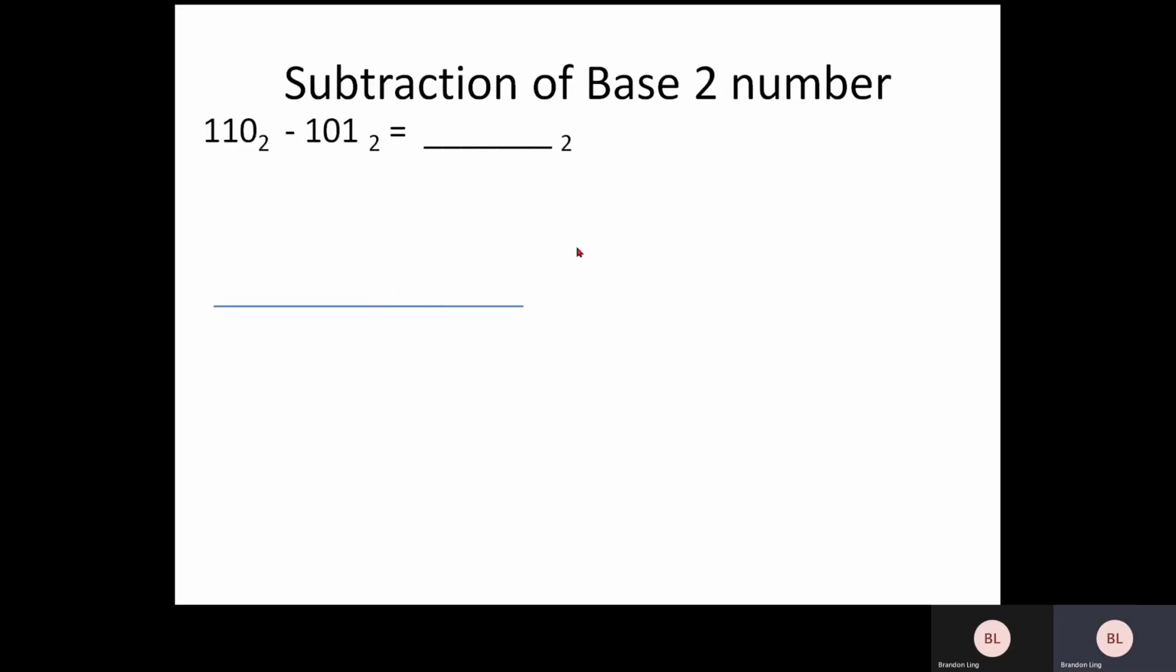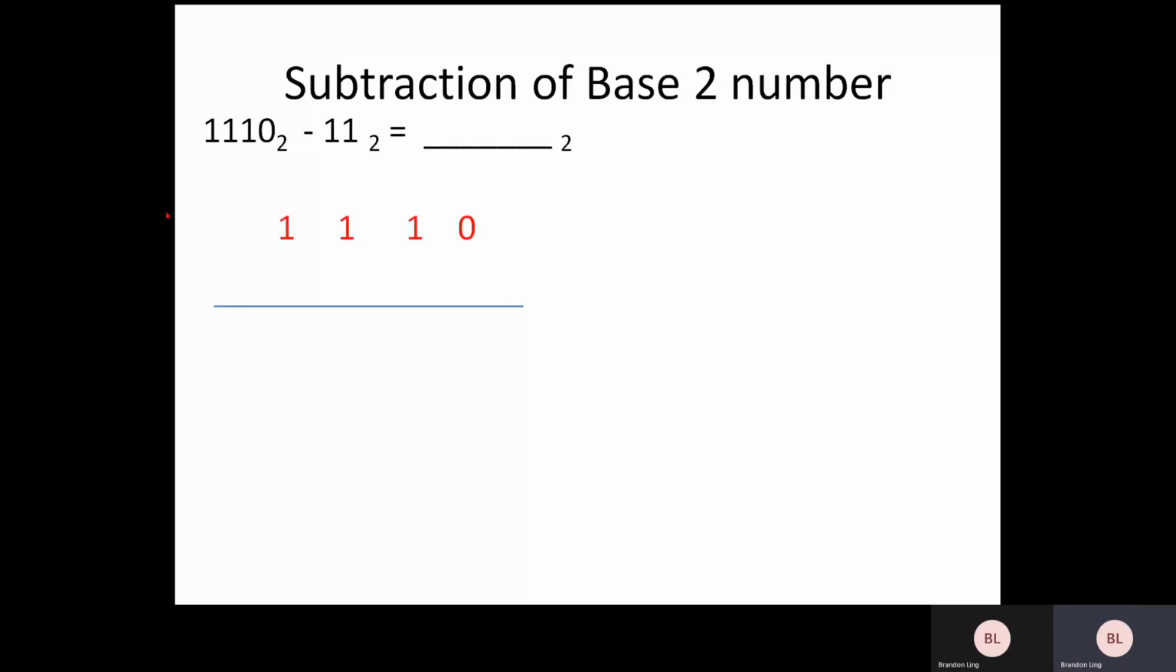What if you have a base 2 number subtraction? Let's say you have 110 minus 101. Because 0, you can't minus 1, you need to borrow the value from this 1 here. So this will become a 0, and here you have a 2. 2 minus 1 equals 1. So the answer will be 1 in base 2.